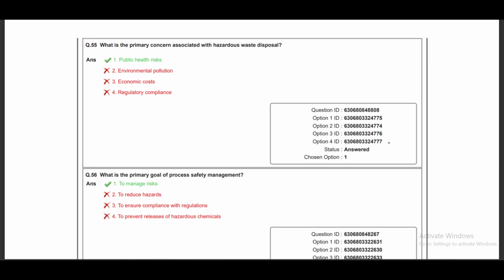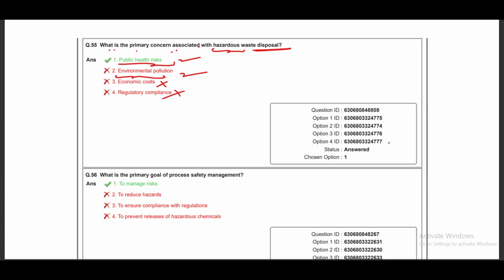Next question is, what is the primary concern associated with hazardous waste disposal? One is public health risk. Correct option. Second is environmental pollution. Correct answer. Third is economic cost. Wrong. Fourth is regulatory compliance. Wrong.